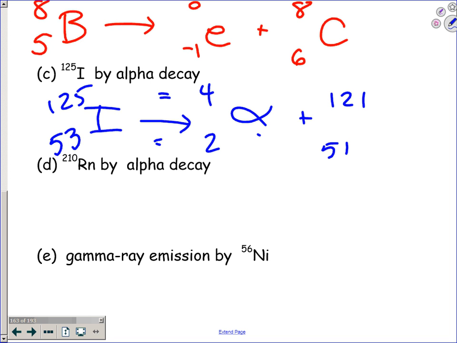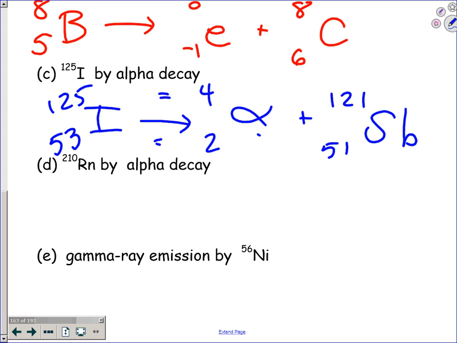And who is 51? Who is it? Cesium? Sb, right? You're going back. Yeah, because we can't go forward, you're going to go back. So antimony, or Sb, is antimony. Okay, so iodine-125 decays through alpha particle decay to form antimony-121.